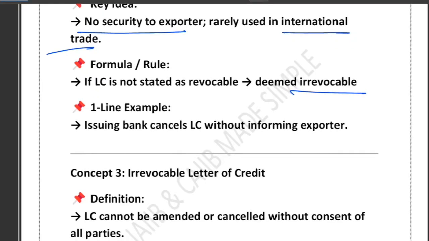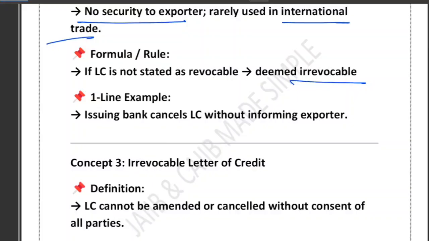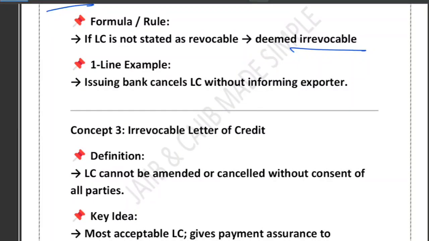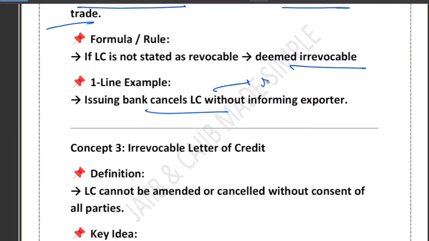Next point, for example, the issuing bank cancels the LC suddenly without informing the exporter. This is a kind of revocable LC. So the issuing bank revokes the LC, cancelling it without informing the exporter.